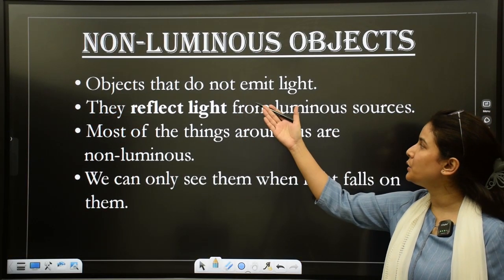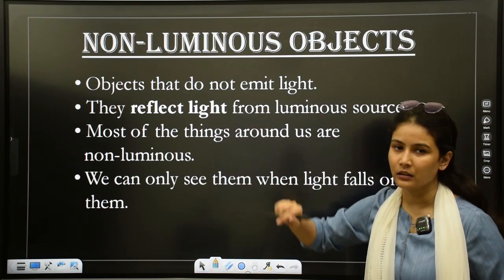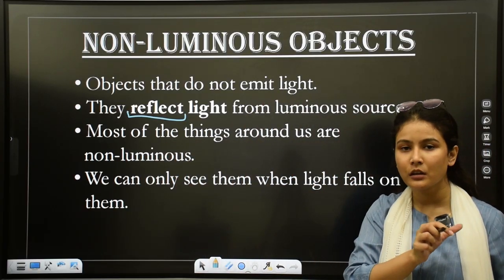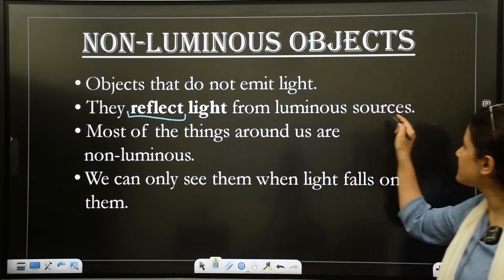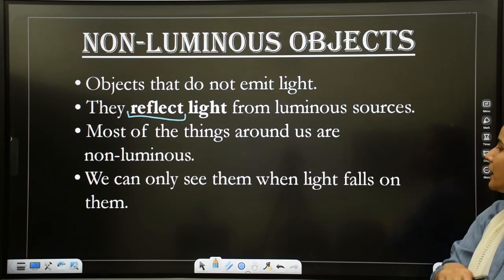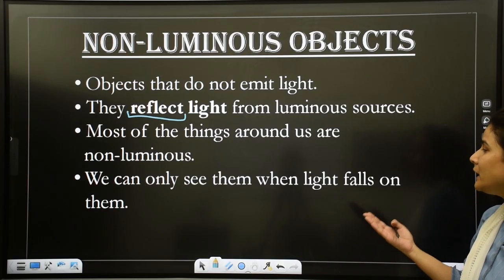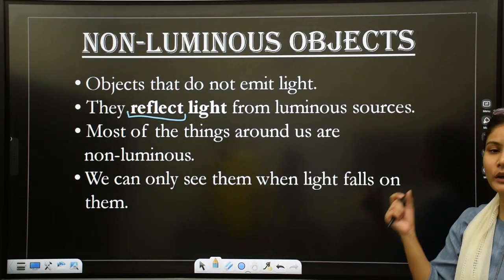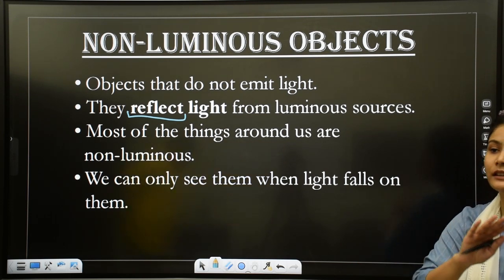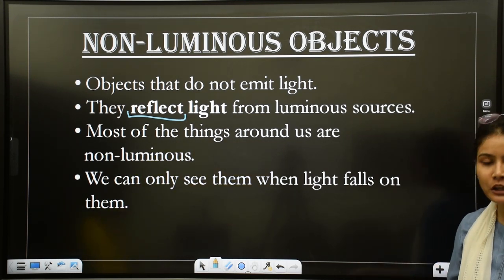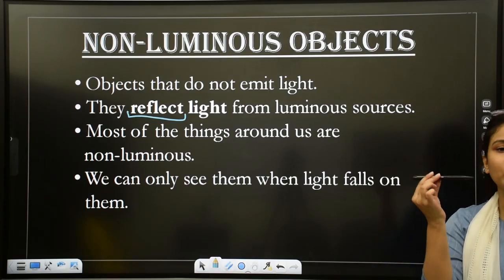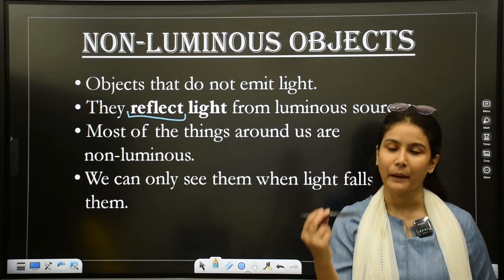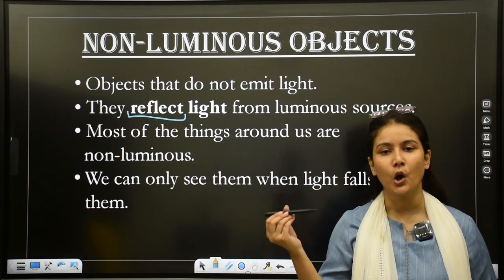Non-luminous objects. Objects that do not emit light, they reflect the light. Now, reflect, this term will be explained further in more detail. Light from luminous sources. Most of the things around us are non-luminous. We can only see them when light falls on them. For example, this pen. You can see this board even in the absence of light, even in the dark. Why? Because it is an artificial luminescent object. But for this pen, if I close all the lights of this room, you will not be able to see this pen. Why? Because it is a non-luminescent object.